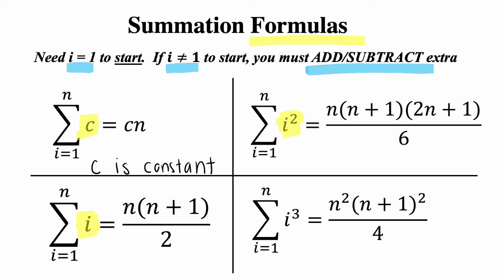And then finally the sum from when i equals 1 to n of i cubed, and that's equal to n squared times n plus 1 squared over 4. Again, these are four important formulas that if you can recognize, you don't have to do your summation of terms. You can just jump to your final formula.